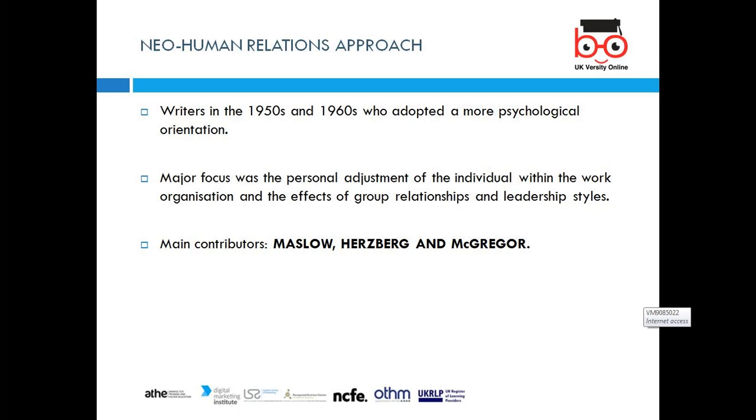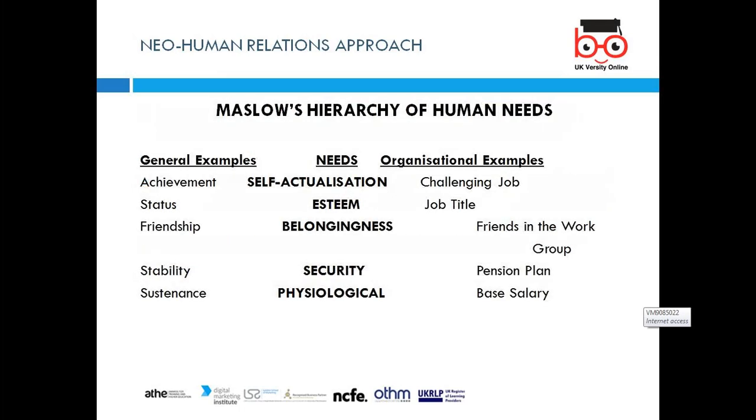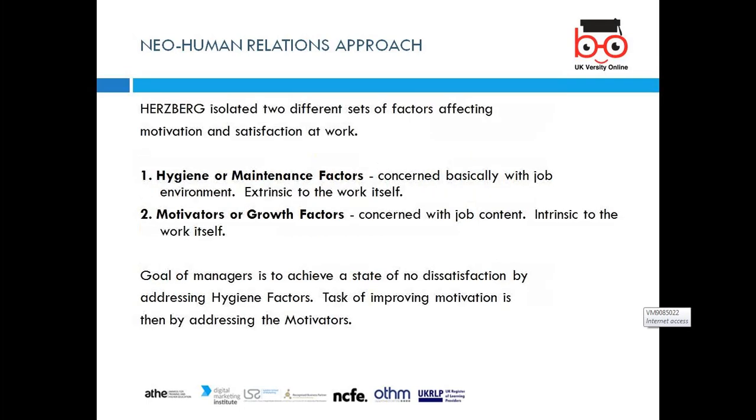Then the Mayo Hawthorne experiment, about which I will send you some slides to read for background. So the neo-human relations approach in the 1950s, where we look at the psychological orientation, with a focus on the personal adjustment of an individual within work, affecting the group and leadership style. Maslow, Herzberg, and McGregor are the three main contributors to the neo-human relations approach.